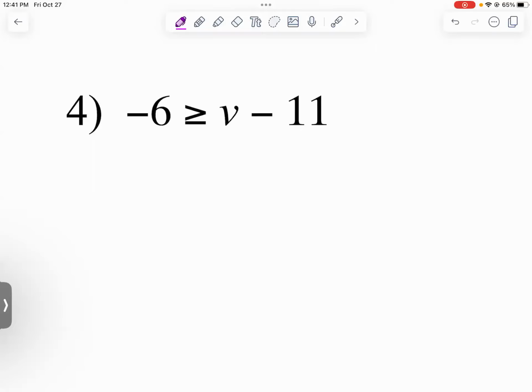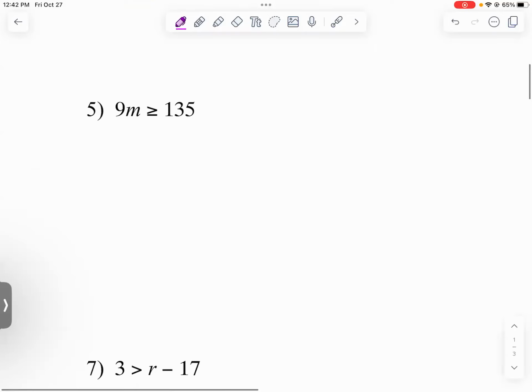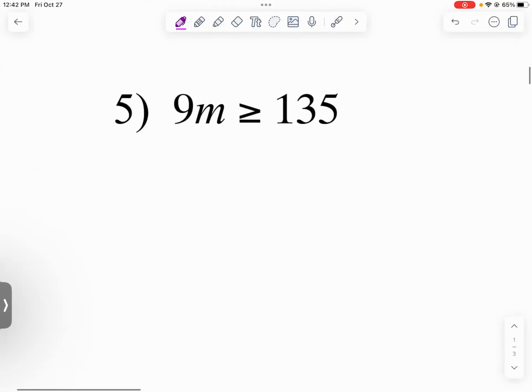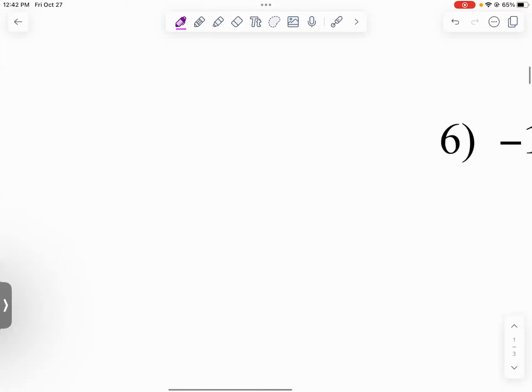Okay, Jackson, why are we thumbs down? Okay, we're gonna add 11 to both sides. That is not multiplying or dividing by a negative. Okay, all right, thumbs up, we flip it. Thumbs down, we don't flip it. Alejandra, Gianna, what do you think? Okay, it is a no. Kelton, why is it a no? Okay, we are not dividing by a negative, we're dividing by a positive.